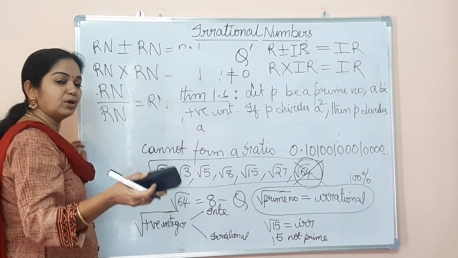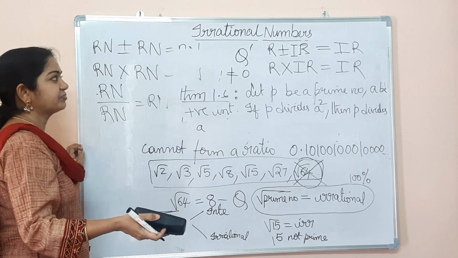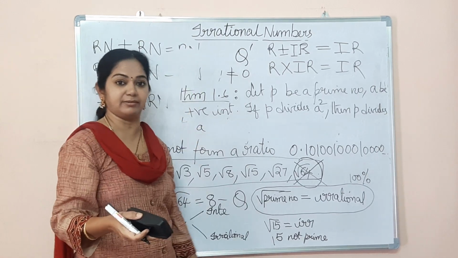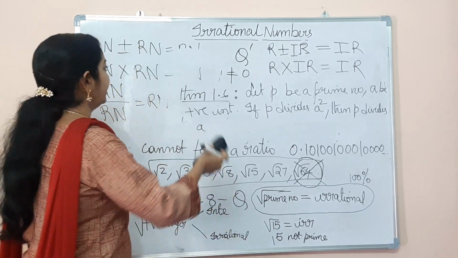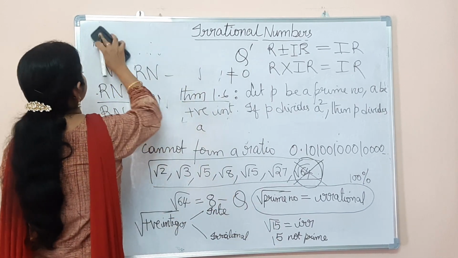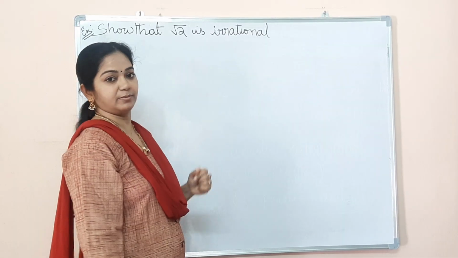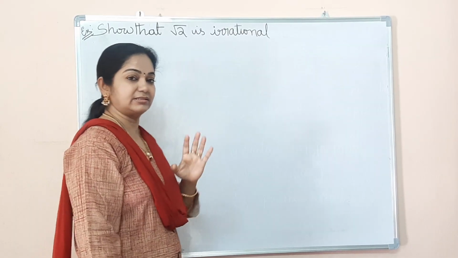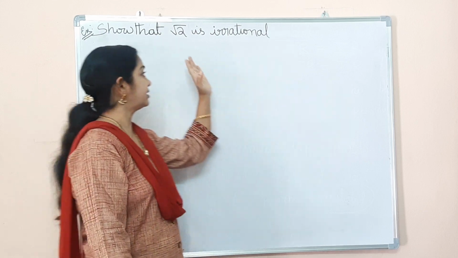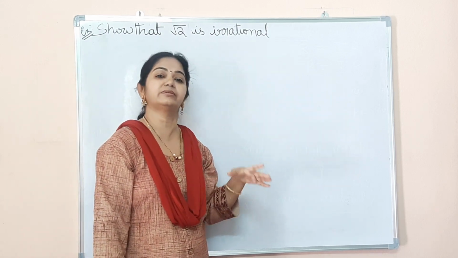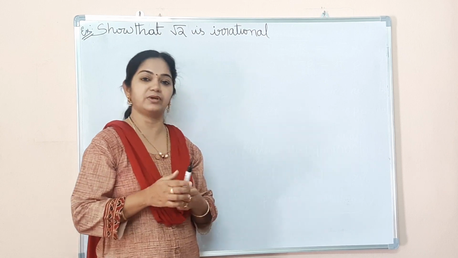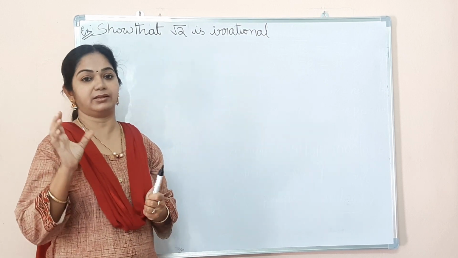I'll be telling you about irrationality, proving the irrationality of irrational numbers, how to show that root 2 is irrational. Then we'll proceed to the exercise problems. This is an example problem. These example problems and exercise problems are very important from the examination point of view. One question will surely come regarding irrationality.